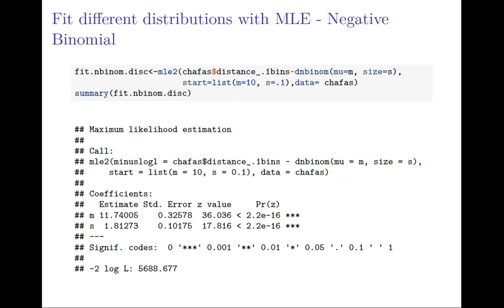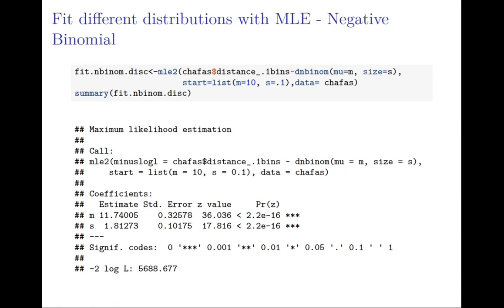And then finally, we tried a negative binomial, which is quite similar to Poisson, but it also has not only a rate or central tendency parameter, but also a spread parameter. And so here we use dnbinom, where we have two parameters, mu and size. And again, we define these in our start list, and that allows the MLE2 function to optimize.